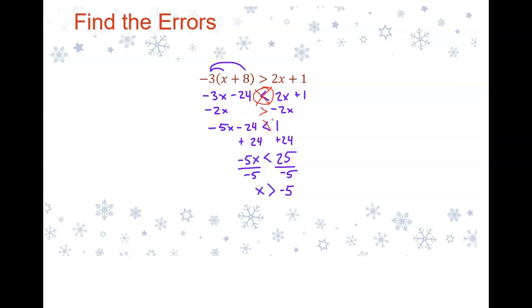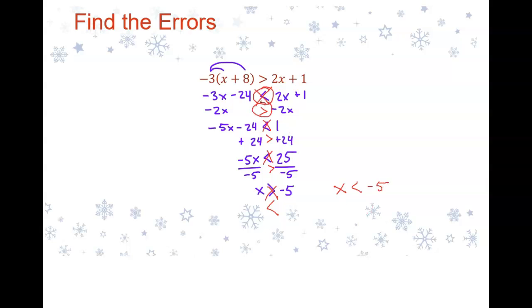Let's see. This still needs to be flipped, right? It's going to need to be flipped the whole rest of the way. These 24's now cancel. We get -5x. This still needs to be flipped. It's greater than 25. Our last step, we need to divide by a negative, -5. That tells us, once again, we're going to flip the sign. Those -5's will cancel. We get 25 divided by -5 is -5. So our overall answer here is x is less than -5.